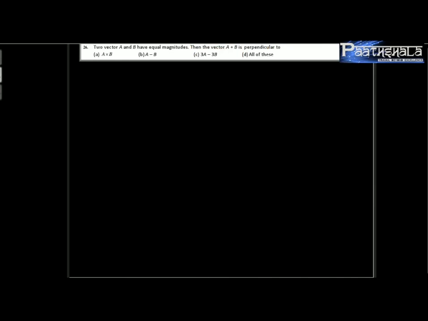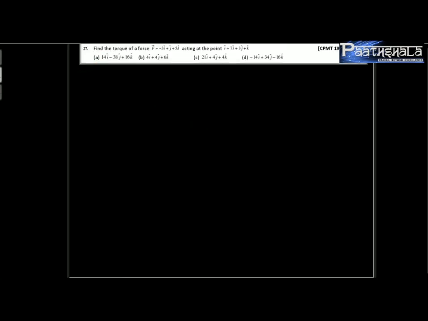Two vectors A and B have equal magnitudes, then the vector A plus B is perpendicular to what? A and B vectors have equal magnitudes. The vector A plus B has to be in the plane of A and B, right? So it has to be perpendicular to A cross B necessarily. We have seen this, guys, earlier. This is like a repeat question.